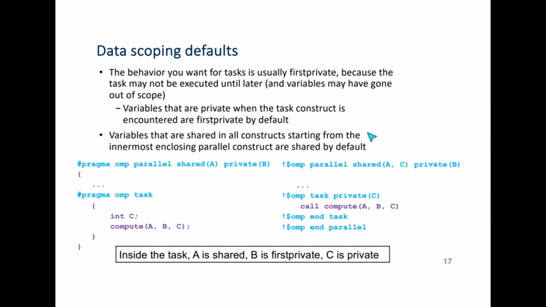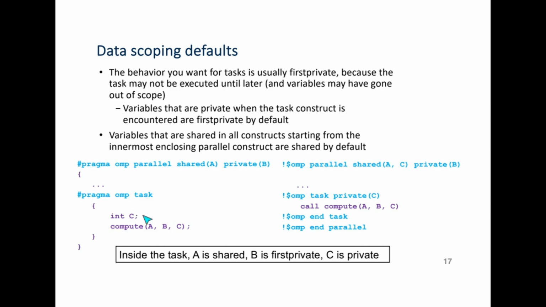So the default rules are rather messy and confusing. For example, suppose I have a parallel region. At the parallel region level, I have a variable A, which is shared, and a variable B, which is private. And then I have a task which doesn't specify any shared, private, or firstprivate clauses. Then the default rules say that inside the task, A will be shared, but B you'll get a firstprivate copy by default, because it's private to the thread.